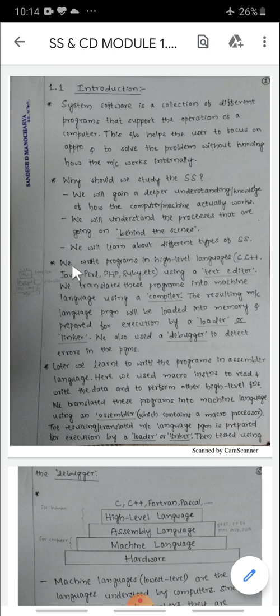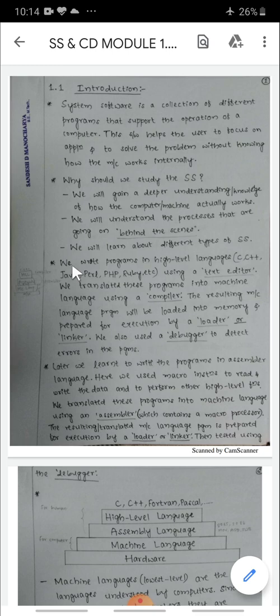Assembly level languages are also for human beings only. Machines cannot understand assembly level language, so ultimately again we have to convert assembly level language into low level language with the help of one converter or translator, that is called an assembler. So the assembler is also one example for system software.